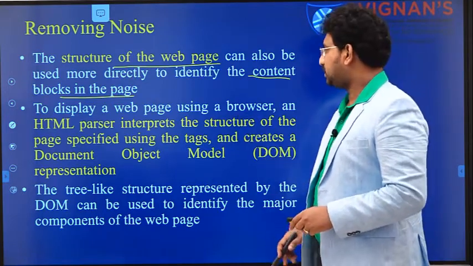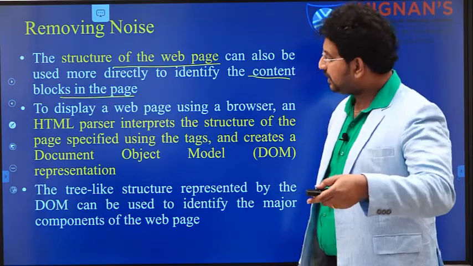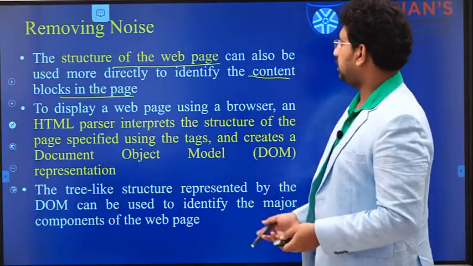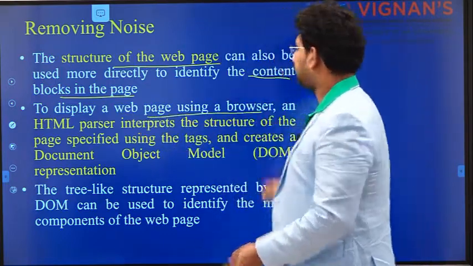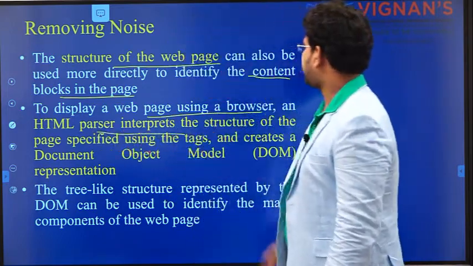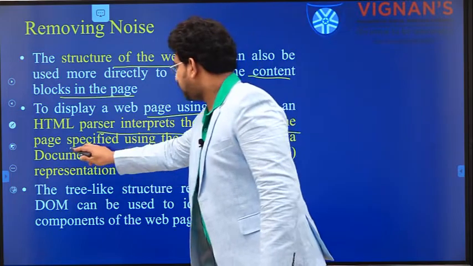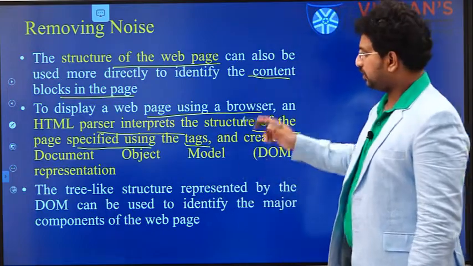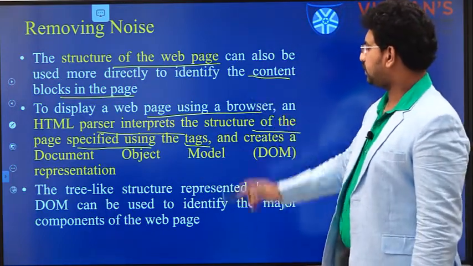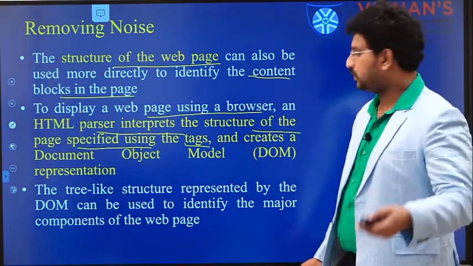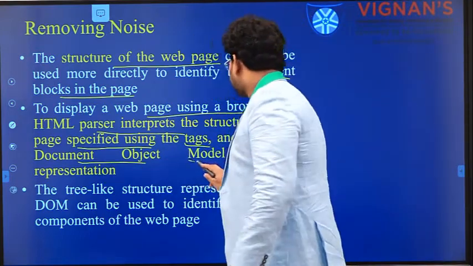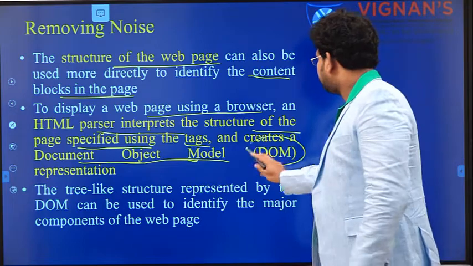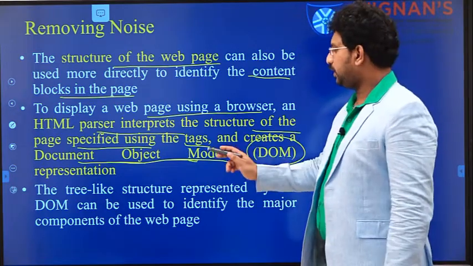To display a web page using a browser, if you understand this point clearly, an HTML parser interprets the structure of the page specified using the tags. Obviously the structure of the page is specified using the tags, and the parser creates the document object model. Document object model, that's what we call the DOM.